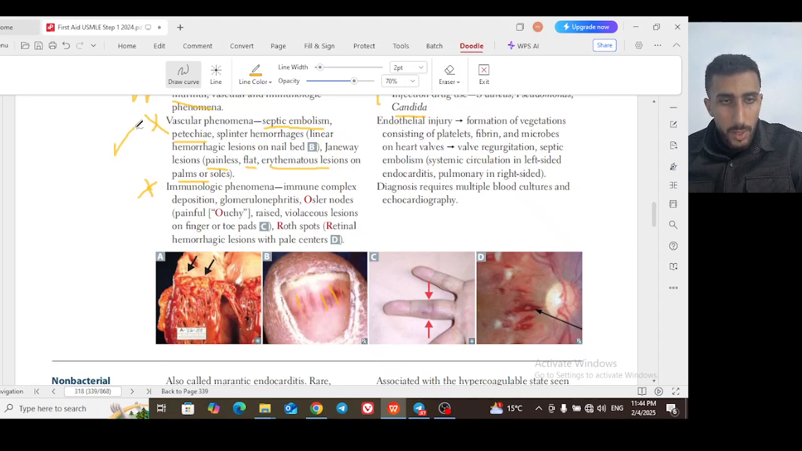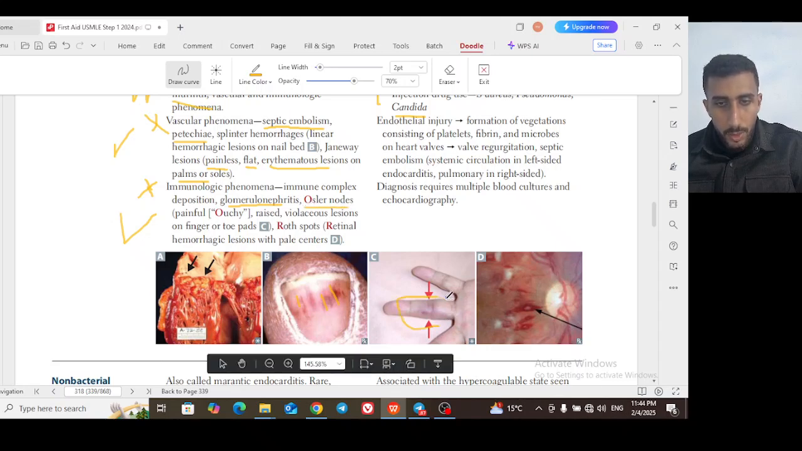So this is the vascular phenomena. And for the immunological phenomena, this is due to immune complex deposition, or maybe glomerulonephritis. You may have glomerulonephritis associated with endocarditis, and Osler nodes. Osler nodes are painful, unlike Janeway lesions, which are painless. So the Janeway lesions are painless and flat, but Osler nodes are painful and raised, violaceous lesions on the finger or toe pads.